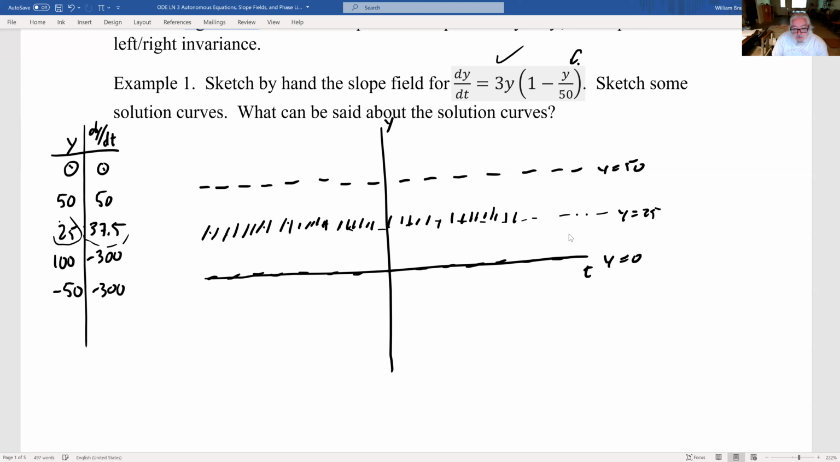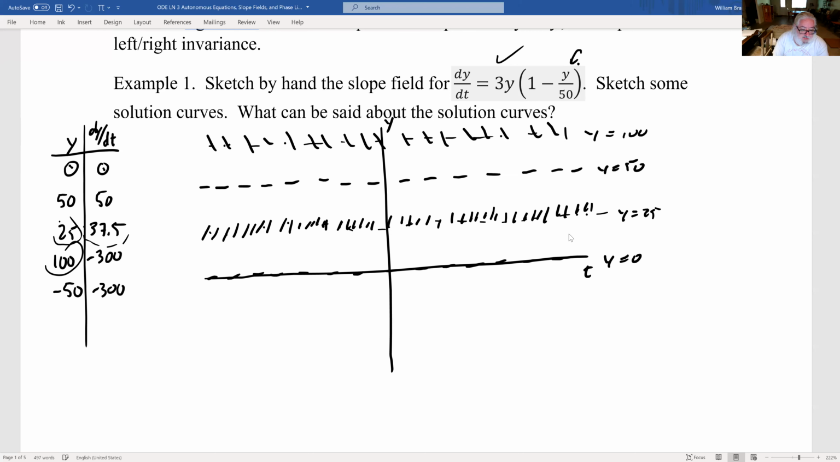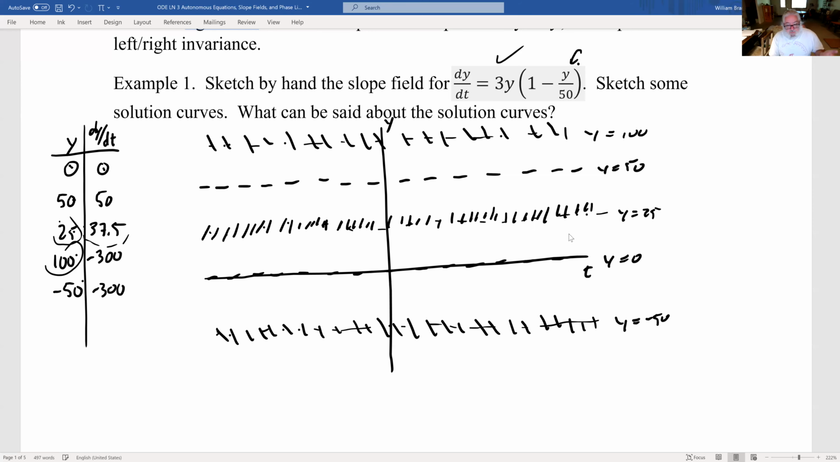Lots and lots of nearly vertical lines. At 100, which will be up here somewhere, here's the line y equals 100, we have very steep negative slopes. I won't draw quite so many because its slope is minus 300. And likewise down at y equals minus 50 on this horizontal line, we have negative 300. And there's our slope field. If you pick a horizontal line, you always get the same slope all along that horizontal line.